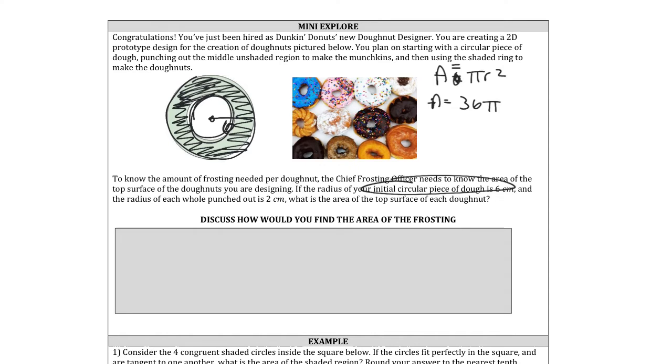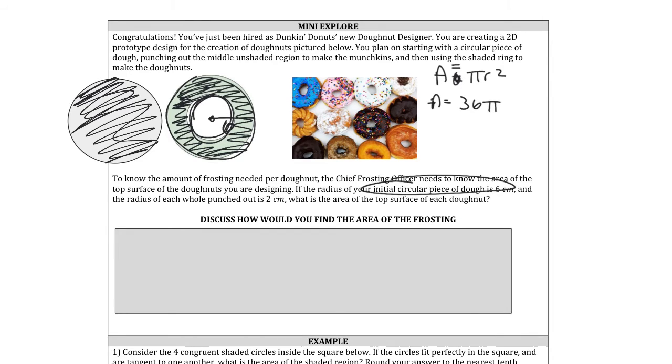However, if I found that area, that wouldn't just be for this circle. It would be the whole entire circle. So 36 pi is the whole thing, all filled in. I want to punch out that middle piece. Well, that middle piece has a radius of 2. The hole punched out has a radius of 2. So the area of the hole I'm punching out is pi 2 squared, which is 4. So 4 pi. So how would I discover, or how would I find the area of this frosting?